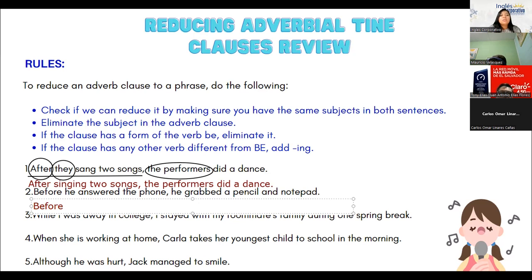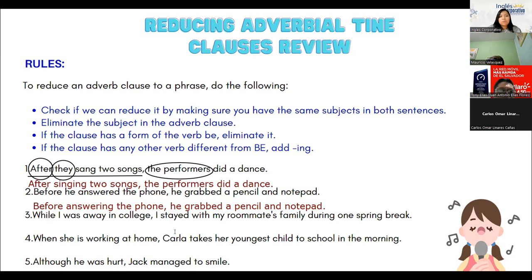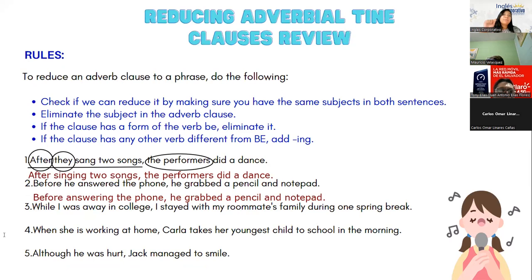Do we have verb to be? No, we don't have verb to be. So, the last step. Answering the phone, he grabbed a pencil and notepad. You see? Very good. Let's see number three. This one is with the verb to be.